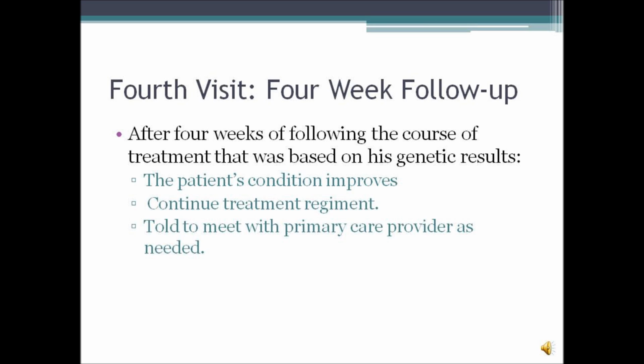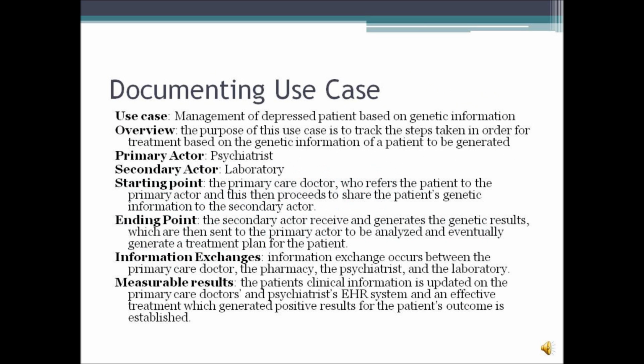The psychiatrist advises him to continue his treatment regimen and to make an appointment with his primary care provider as needed. For example, in case his symptoms return, or to update the doctor on any concerns he may have. The following form shows a use case document, which serves as a way to demonstrate the actions and events taken to define the interaction between each actor and system in order to achieve the goal of coming up with a treatment based on the patient's genetic information that generates positive results.